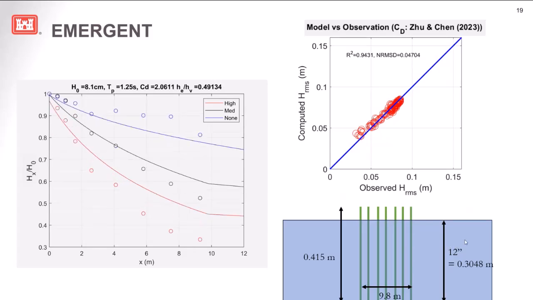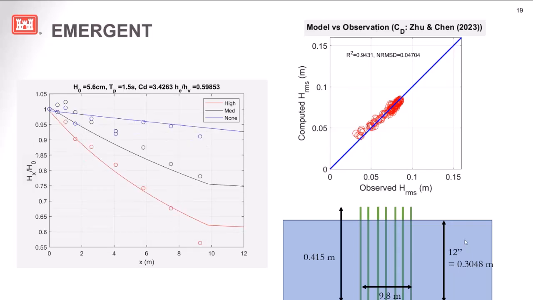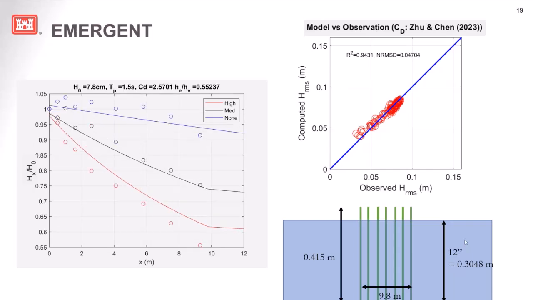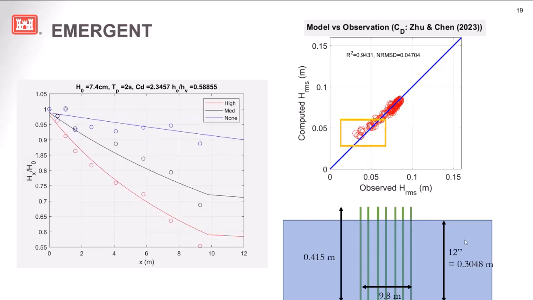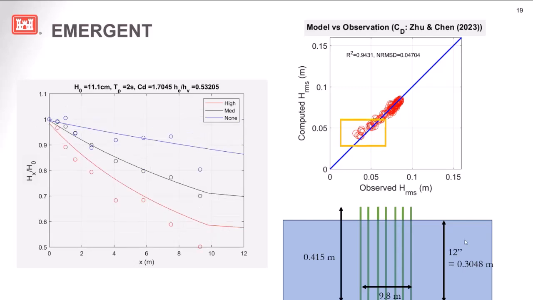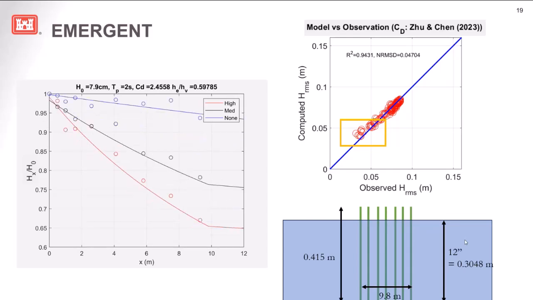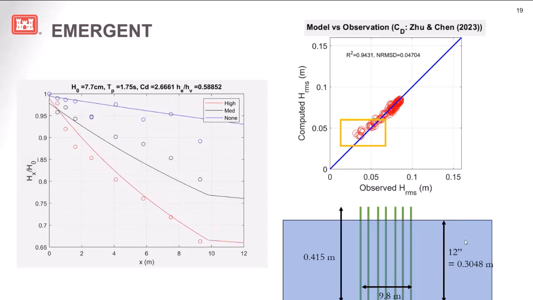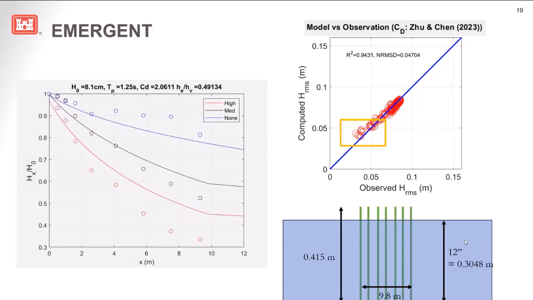Here are the fully emergent cases where the water depth is at 12 inches, so below the vegetation height. We're still getting good model performance, but if we just look at the very small incident wave cases, we can see some divergence from a one-to-one simulation to observation value. So our simulation here is over-predicting the wave heights.